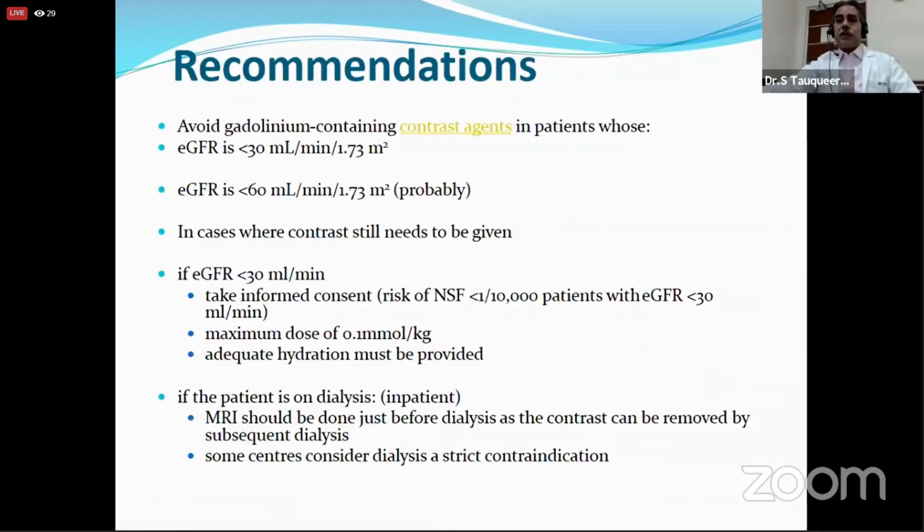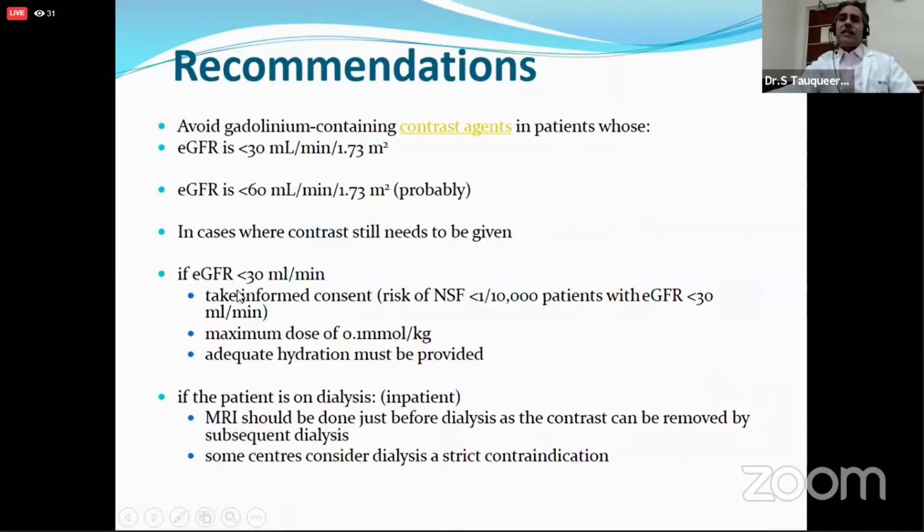Recommendations based on EGFR, whom to administer gadolinium and whom not to. If the EGFR is more than 60 ml, gadolinium is safe, you can go ahead and do the scans, no problem at all. If it is less than 60, there can still be no problem, but one has to be cautious.